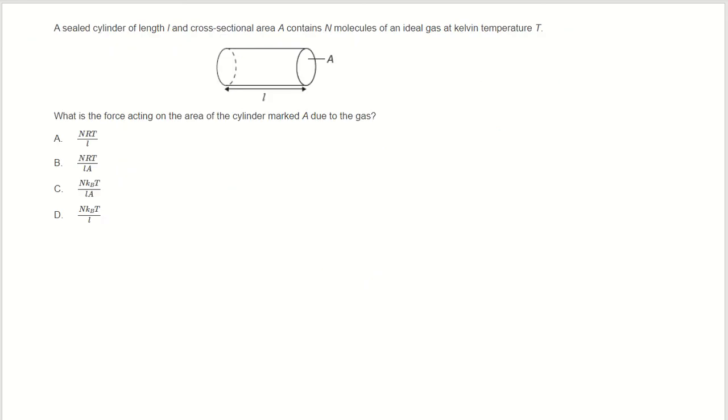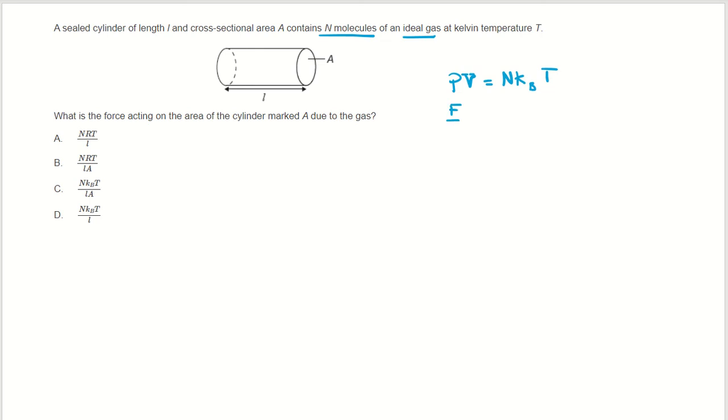A sealed cylinder of length L and cross-sectional area A contains N molecules of an ideal gas at Kelvin temperature. What is the force acting on the area of the cylinder marked A due to the gas? So we know that it's an ideal gas. So PV equal, he wants it in terms of N, okay? So I need to use the other equation in terms of the Boltzmann constant, which means that I can find the force from here.